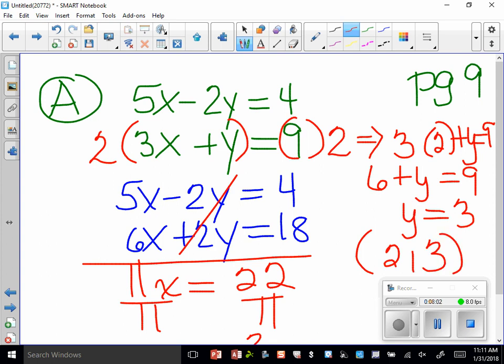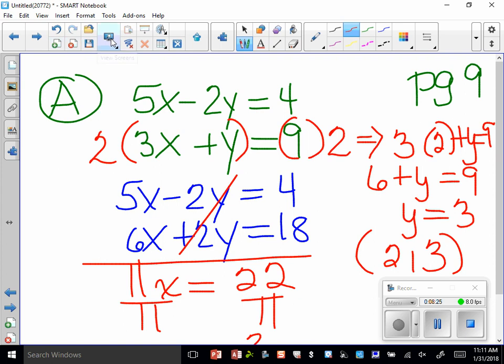Don't forget to write your solution. So again, we're finding the same answer as if we were to do the substitution method. We're finding the same answer if we were to graph these, and they would intersect at (2, 3). Okay? Do you think this is easier than substitution or what? You think so? Okay. I got one vote.